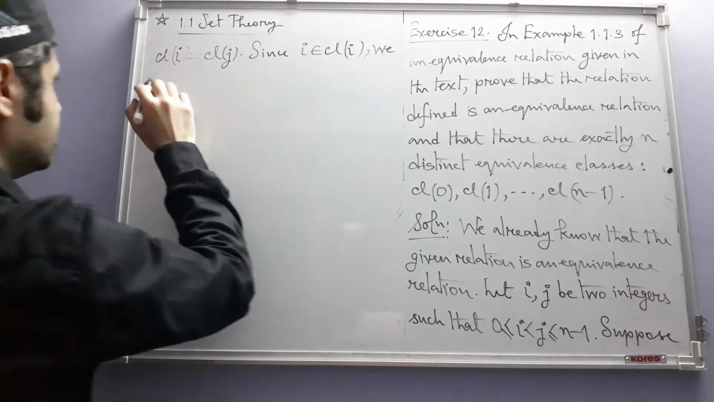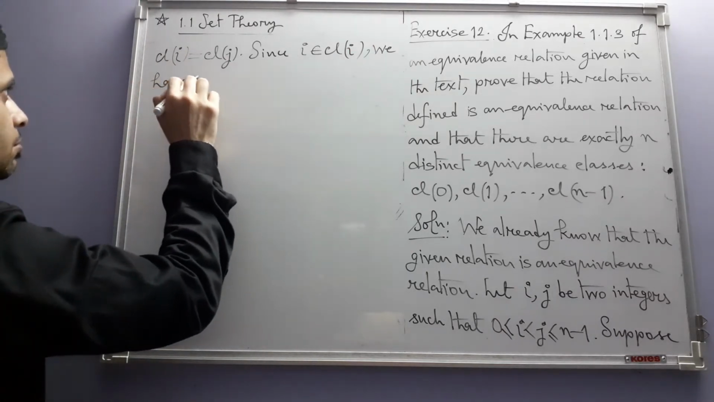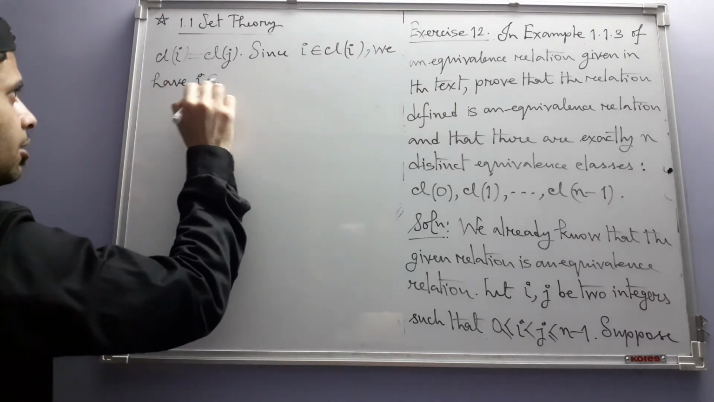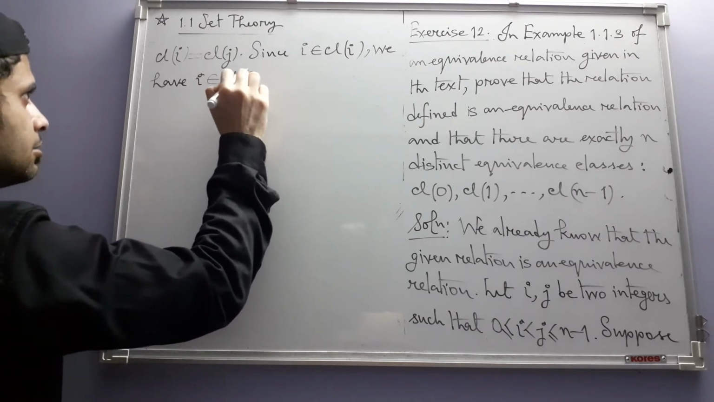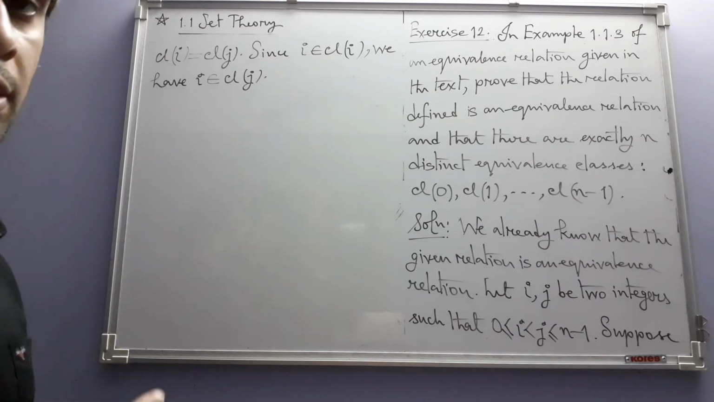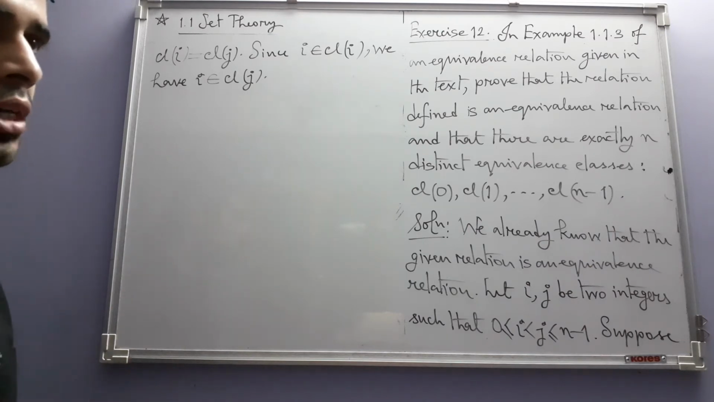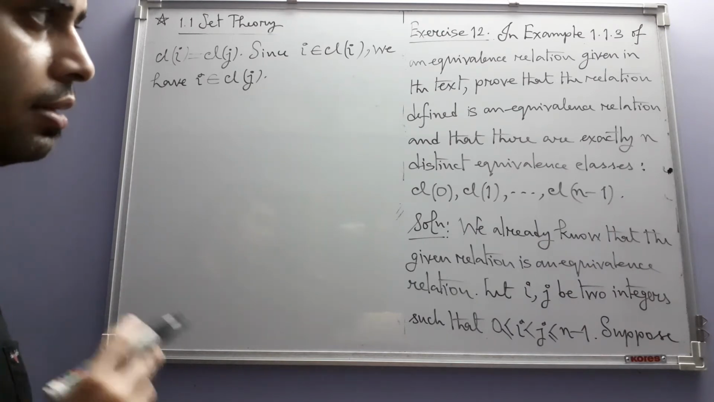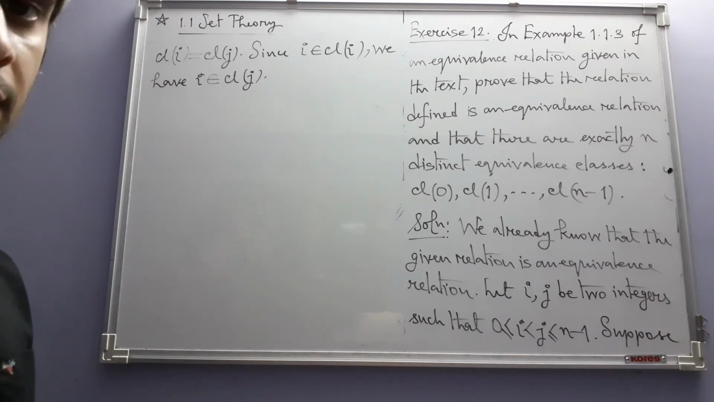We have i belonging to class j. But what is our relation? Our relation is congruence modulo n, where n is a positive integer greater than 1.